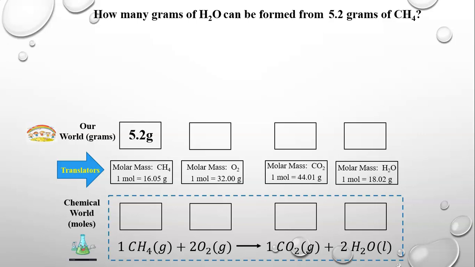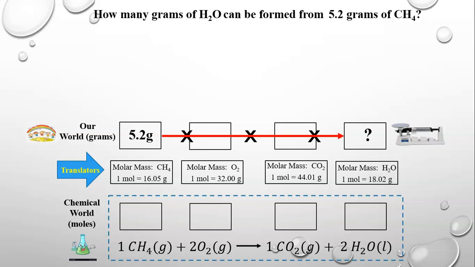Now we want to know how many grams of H2O. So over there on the right-hand side, you notice that question mark popped up in the grams row in our world for H2O. So you want to get from 5.2 grams to that question mark. So you might ask, can you just go straight across from 5.2 over to the question mark? And the answer is no. The reason is we don't know a direct conversion from grams of CH4 to grams of H2O.